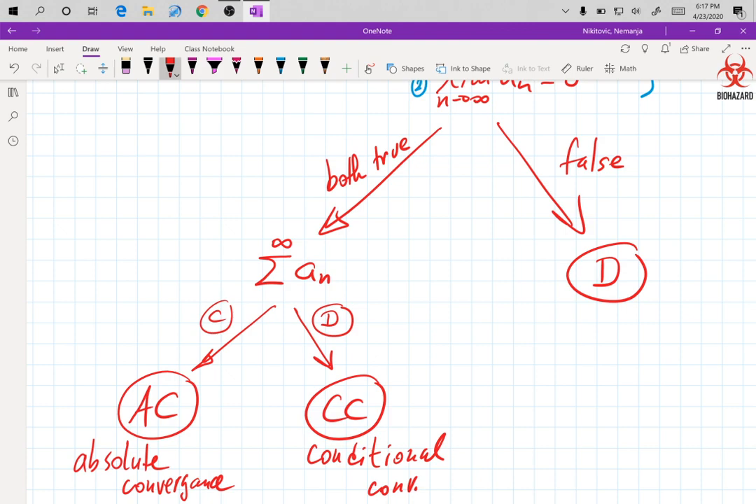And that's it. That's the roadmap. So those two conditions that you check at the beginning determine whether you are on a convergence or divergence branch. And then if you are on a convergence branch, you have to check the sum of an, the series without alternating term. And if that one converges, you go in and label this as absolute convergence. And if that one diverges, right, it's still convergence.